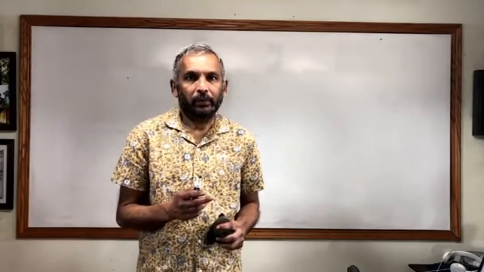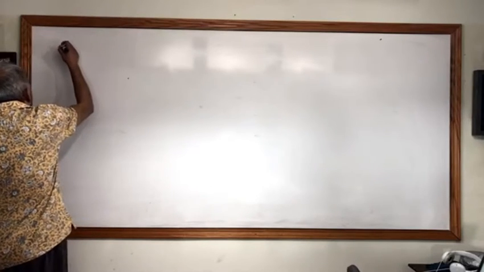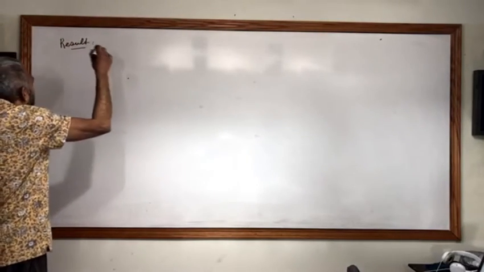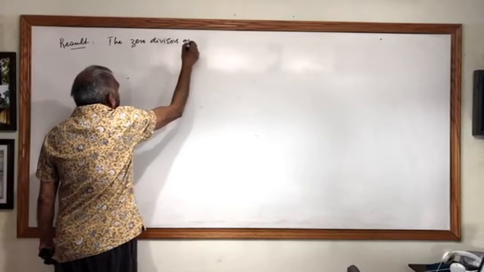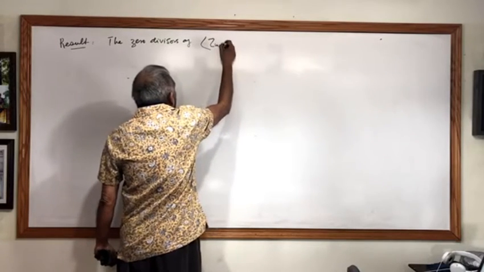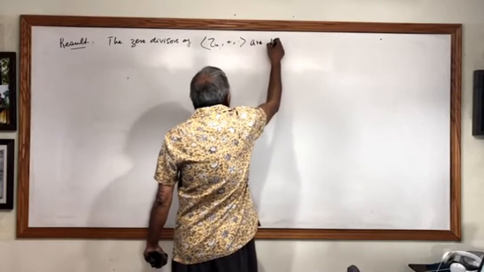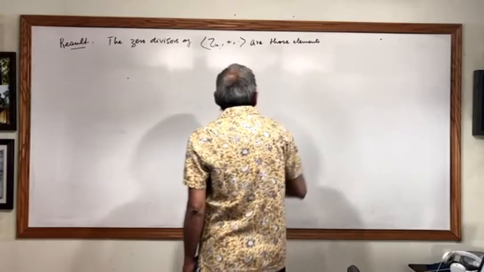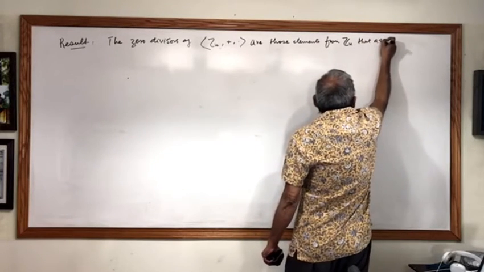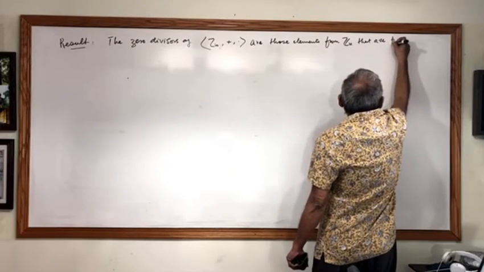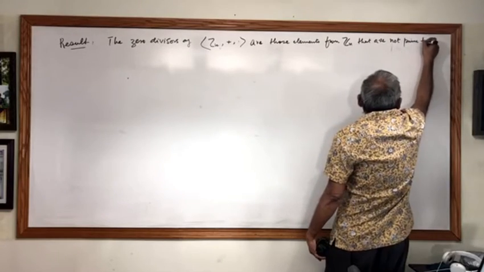Now let us take a look at some zero divisors in a finite ring. There is a result here that says the zero divisors of Zn, this is a finite ring, are those elements from Zn that are not prime to n.